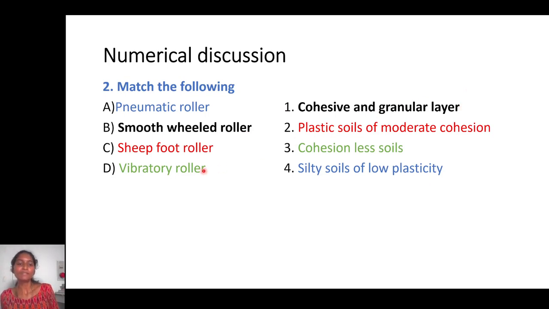In upcoming slides, I will also ask one of the questions. For example, when I choose sheep foot roller for plastic soils with moderate cohesion, why? Why only sheep foot rollers? So that would be one of the questions. So currently this is the answer for this question.